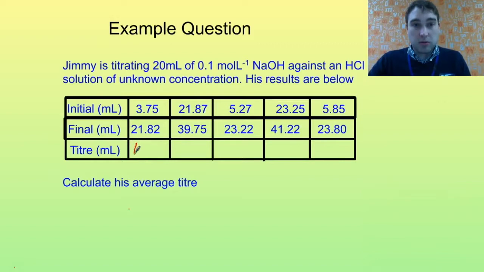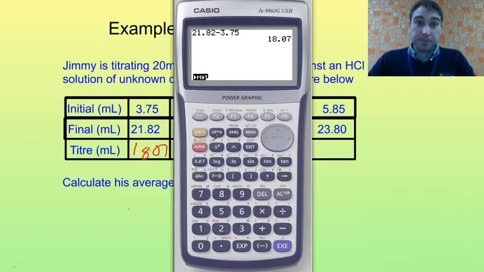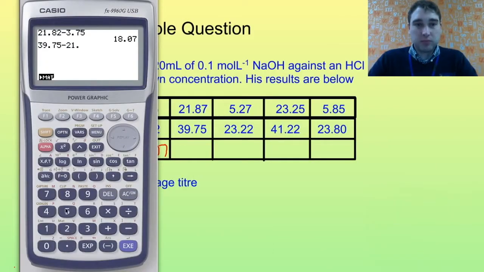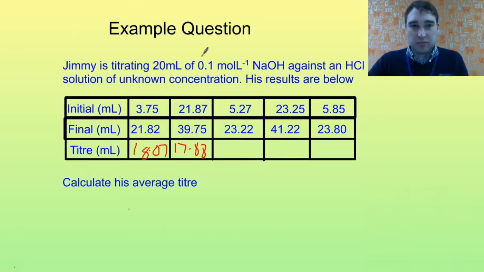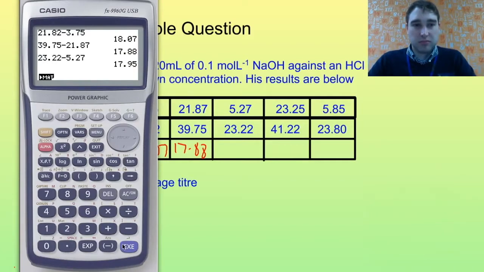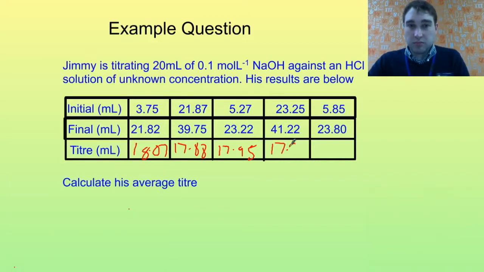Now I'll do the rest of the results really quickly. So there's my results. If I have a look at my results, I've got probably 4 that are concordant here, within 0.1 of a mL of each other. So I'm going to use all 4 of those results to calculate my average titer.